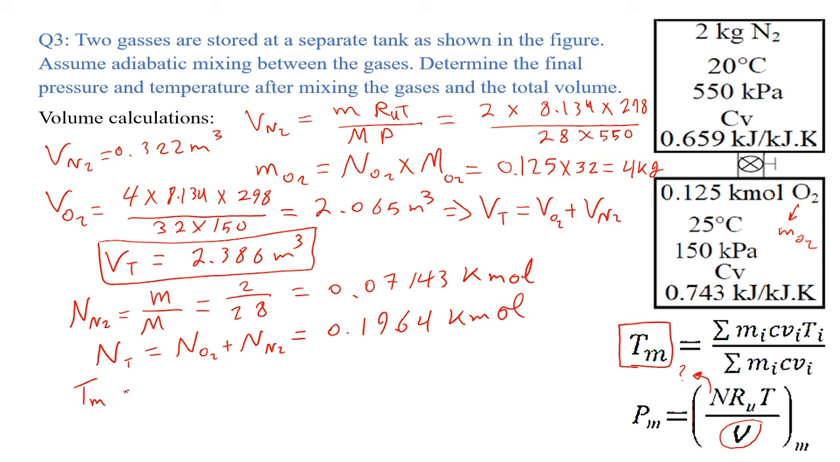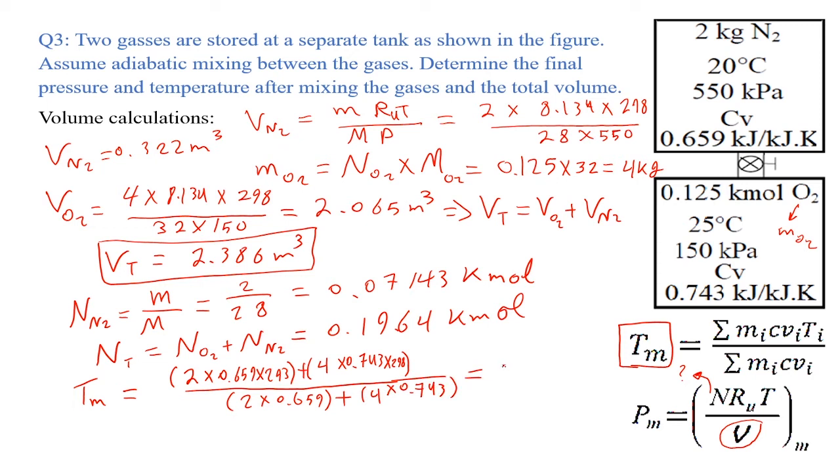So for the temperature of the mixture, we have two quantities. First, for nitrogen, the mass is 2 kg multiplied by CV multiplied by the temperature in Kelvin. Then we have oxygen, 4 kg multiplied by CV multiplied by the temperature. We repeat the same in the bottom without the temperature. So the temperature is 296.4, which is 23.46 degrees Celsius.